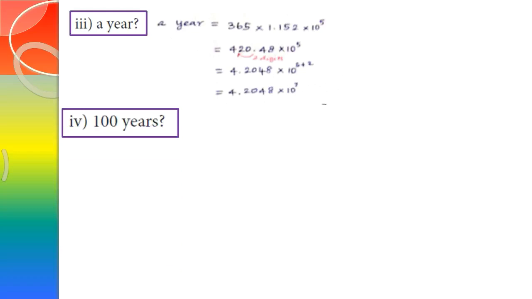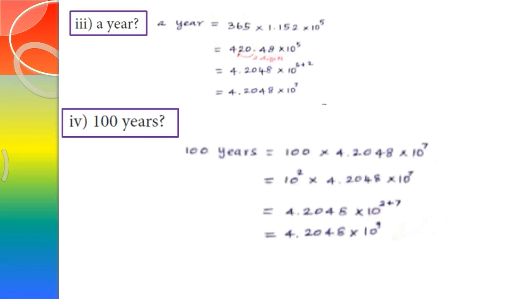That is the answer. Next we go to Roman letter 4. 100 years. 1 year equals 4.2048 into 10 power 7. 100 years means 100 into 4.2048 into 10 power 7. In this question, 100 is written as 10 square. So simplify the answer. 4.2048 into 10 power 2 plus 7. Bases are the same, so powers can be added. Next step, 4.2048 into 10 power 9. That is the answer in 100 years.